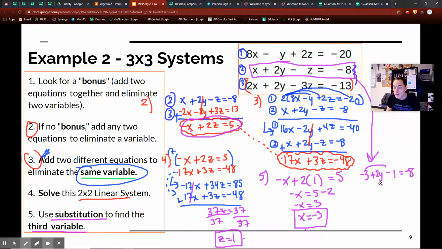Let's solve. What do those two combine to? Negative 4. And then this is plus 2y equals negative 8. I add the 4 over, so that is 2y equals negative 4. And divide by 2, so y equals negative 2. Perfect. What is my final answer? All the way up top, what is my final answer? Negative 3 for x. My y is negative 2, and my z is 1. That is my three-dimensional intersection point.